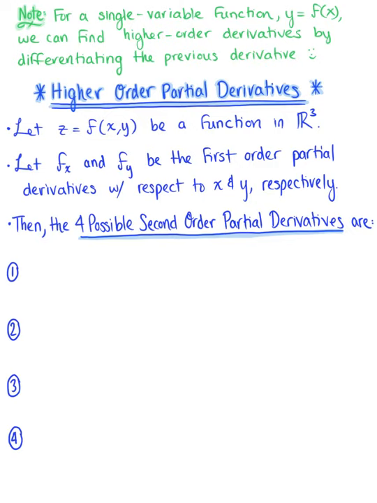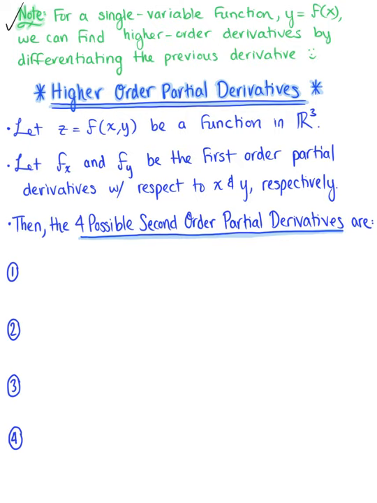Here we are looking at higher ordered partial derivatives. So as we get started, I want you to keep in mind that with single variable functions, like y equals f of x, we can find higher order partial derivatives by simply differentiating the previous derivative. A similar idea holds true for multivariable functions, except that each partial derivative can have two or more possible higher order partial derivatives. It will depend on the number of independent variables in that function.